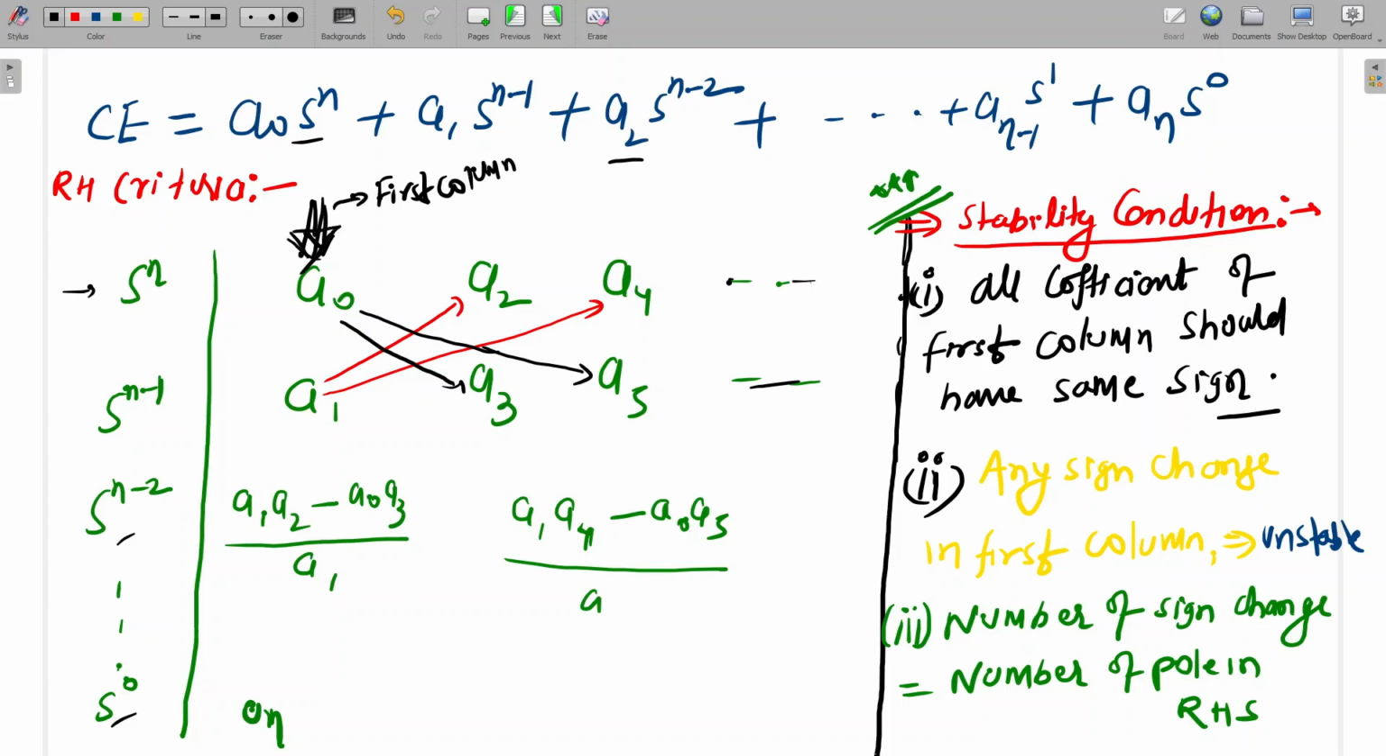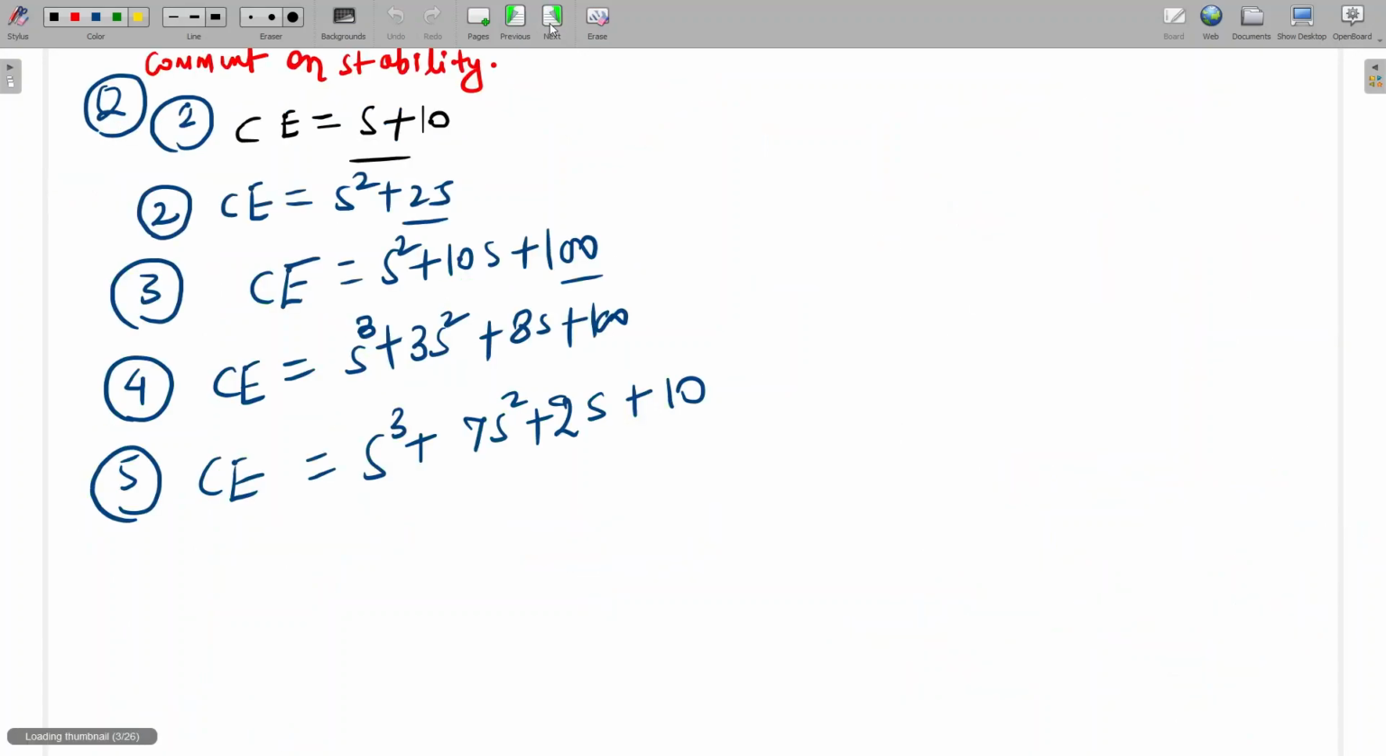So how can we decide the stability? All the coefficients of the first column should have the same sign. If all the coefficients in the first column have the same sign, then the system will be stable. If any sign changes, the system will be unstable. And one rule: the number of sign changes is equal to the number of poles in the right hand side. Okay, so I'm taking some questions.